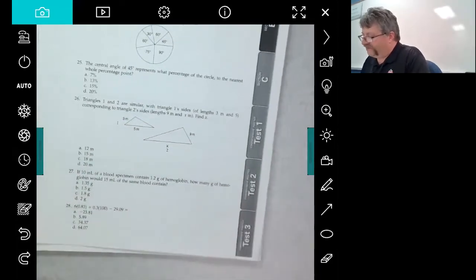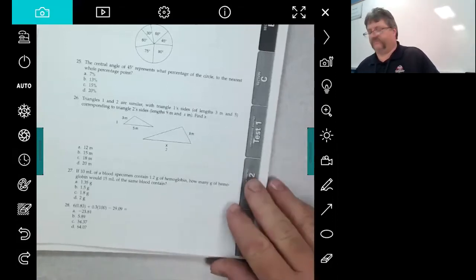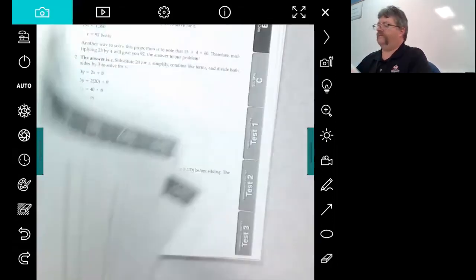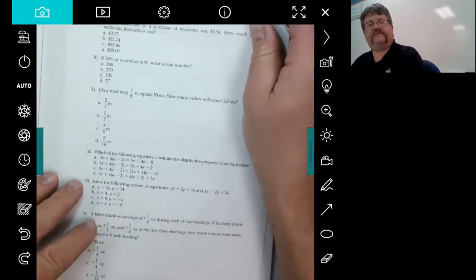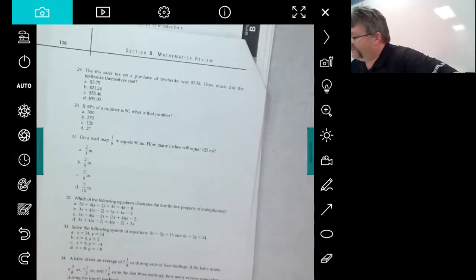27, if 10 milliliters of blood specimen contains 1.2 grams of hemoglobin, how many grams of hemoglobin would 15 milliliters of the same blood contain? And 6 is an arithmetic problem here. I've got 6 times 0.83 plus 0.3 times 100 minus 29.09. Okay. 29, 6% sales tax on a purchase of textbooks was $3.54. How much did the textbooks themselves cost?